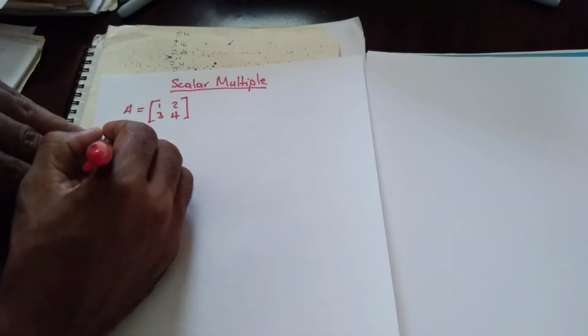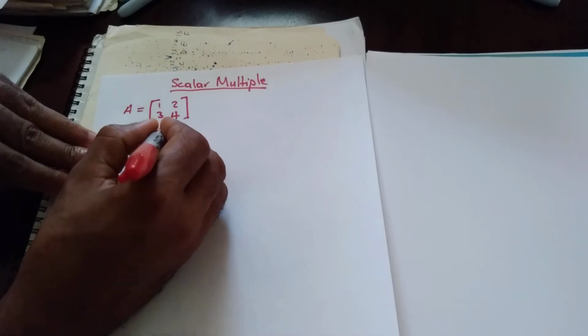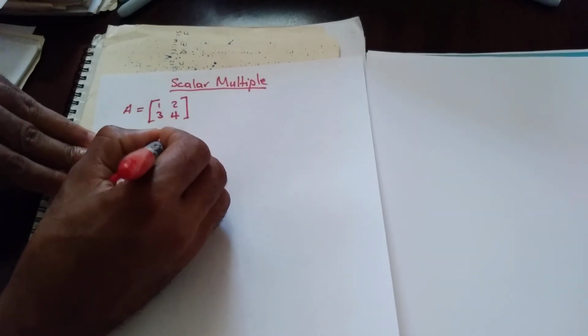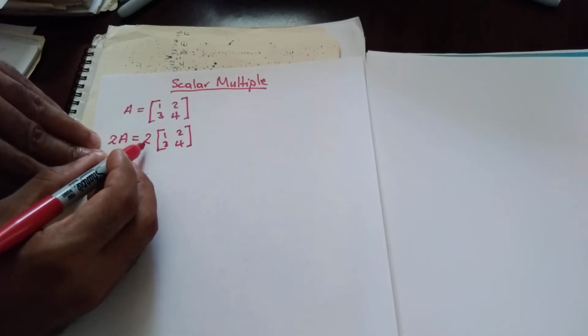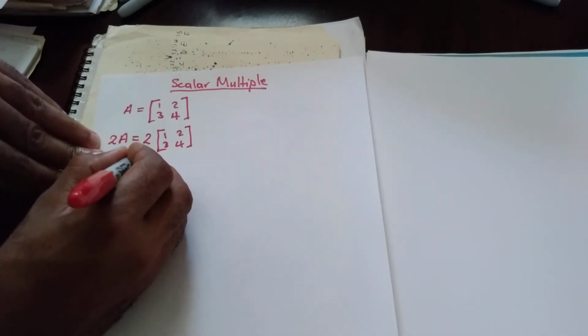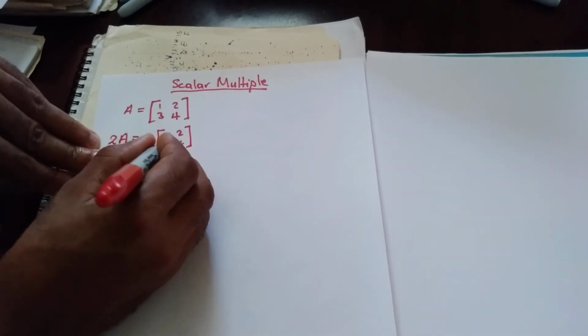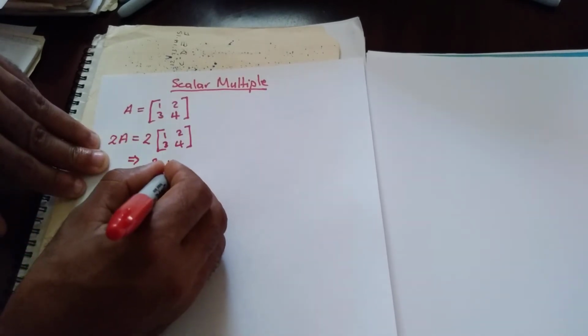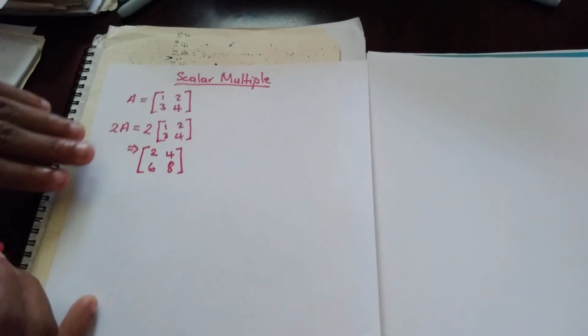So 2A, 2 times A, is actually 2 times what A represents. A represents the matrix 1, 2, 3, 4. So I'm going to multiply each term in the bracket by the scalar multiple, which is 2. So for the result, I'm going to have 2 times 1, which is 2, 2 times 2, which is 4, 2 times 3, which is 6, and 2 times 4, 8. So that would be the answer.